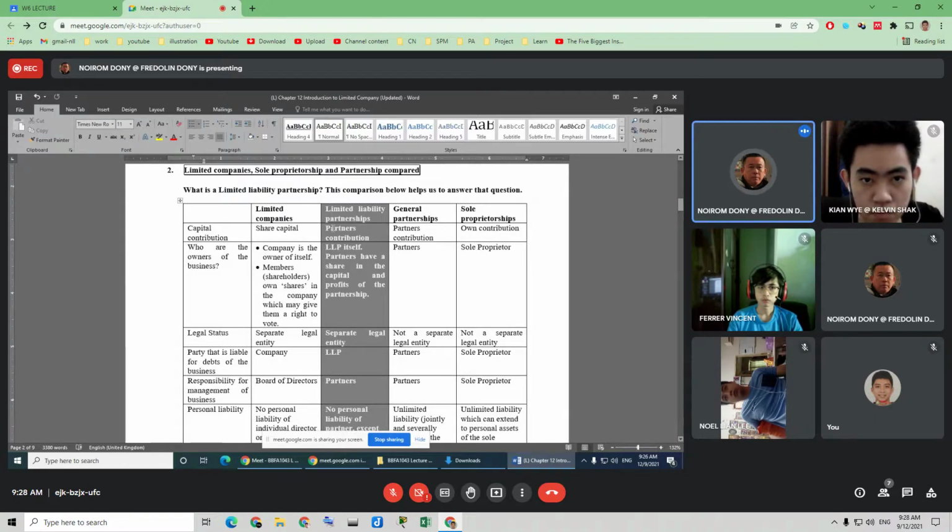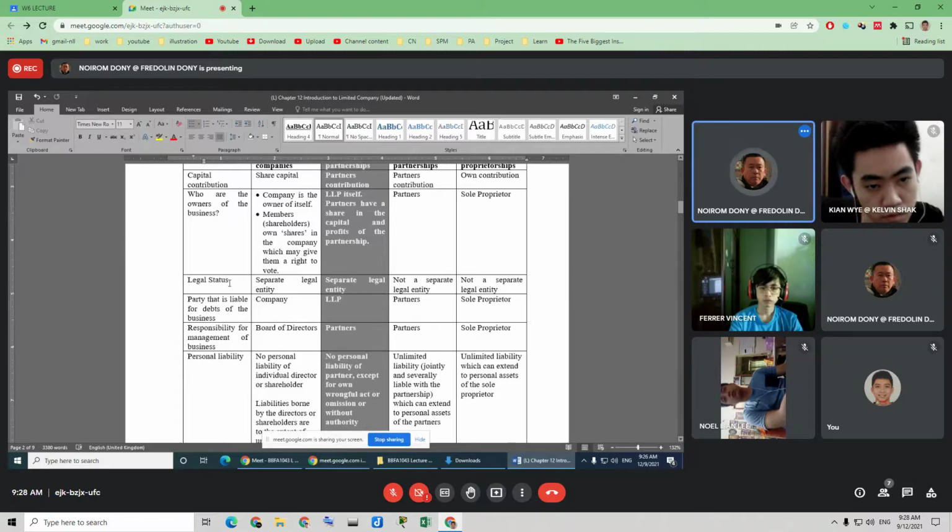Okay, that is in terms of owner. But what about limited company? So the limited company is owned by the company itself. The members or the shareholders own shares in the company. Okay, they can vote. All right. So who owns the company is the limited company itself.